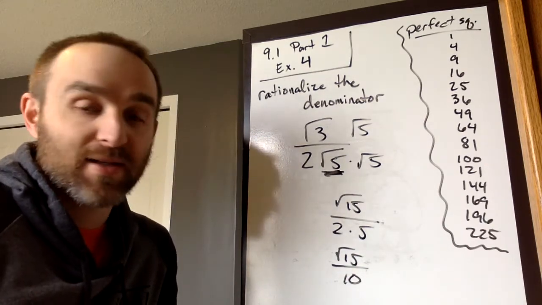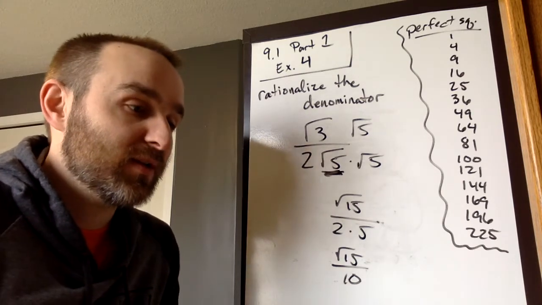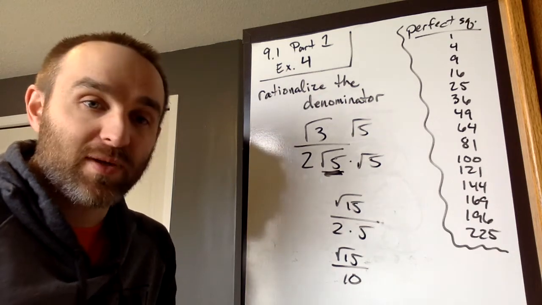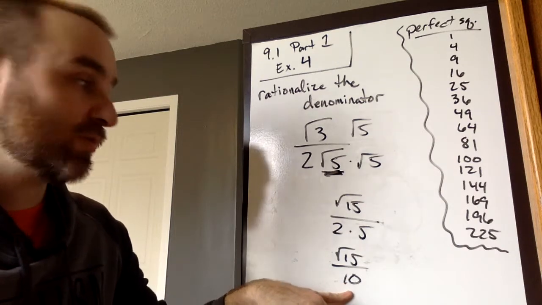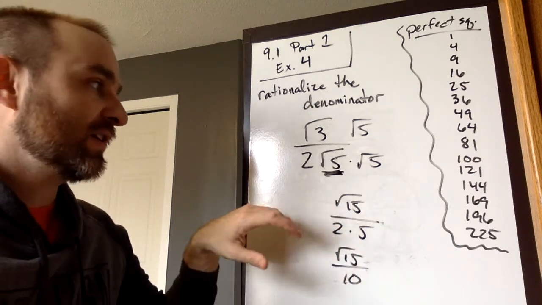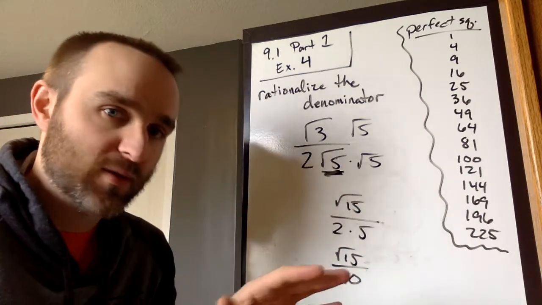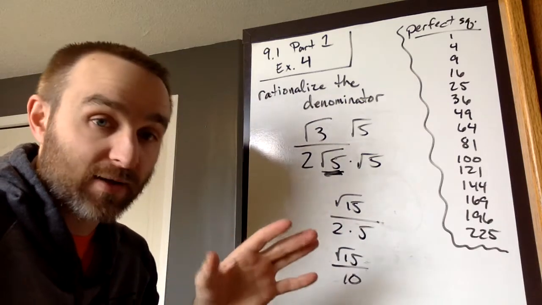This is rationalizing the denominator. Now, example 5 in the book is going to be rationalizing the denominator using what they call conjugates. We're not doing that. That would be if there was an addition problem underneath, like root 15 over 2 plus root 5 or something like that. We're not going to worry about it. They'll teach you that in Algebra 2, I believe, but we're not going to touch it here.